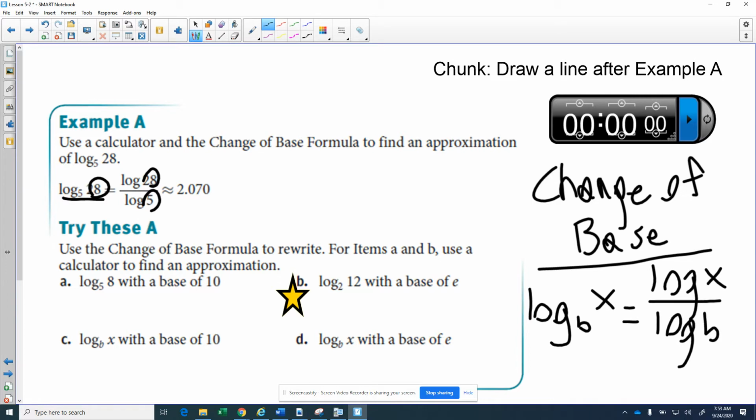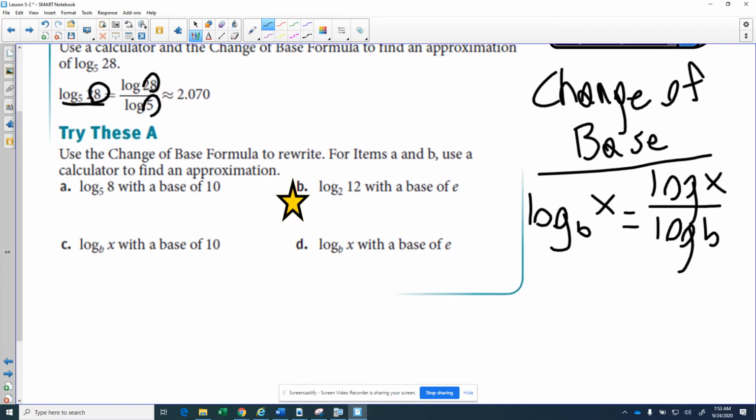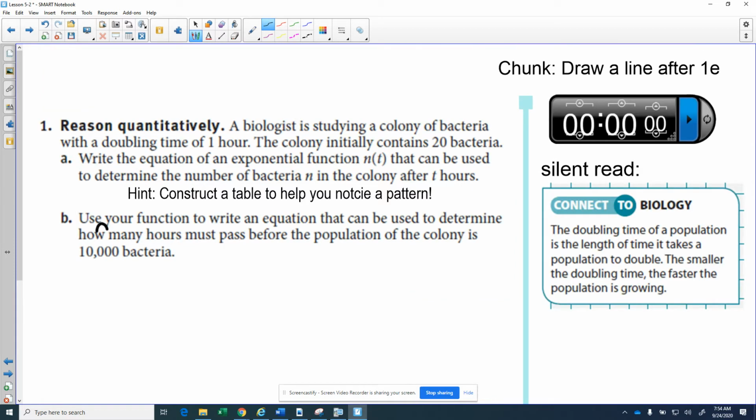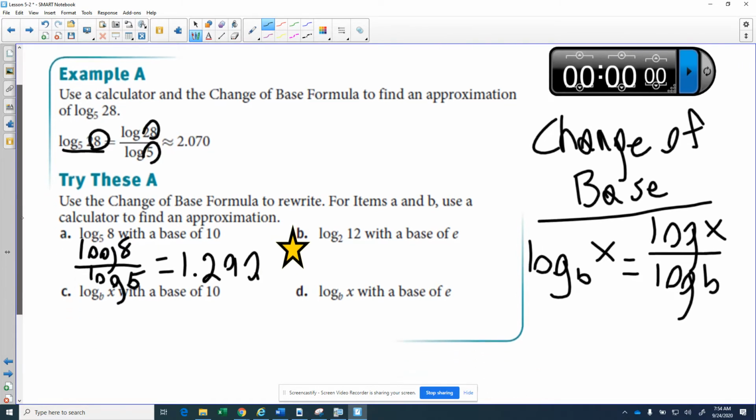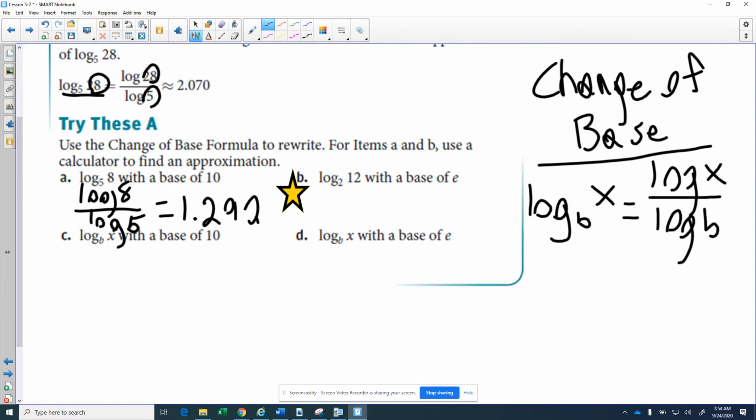So for example, in letter A, when I ask for log base 5 of 8, I could plug that in the calculator with the method I showed you a second ago, or I could just change this into log of 8 divided by log of 5. By doing that and simplifying it, I could actually get an answer of about 1.292. Now, they also can ask for log base 2 of 12 with base of e.